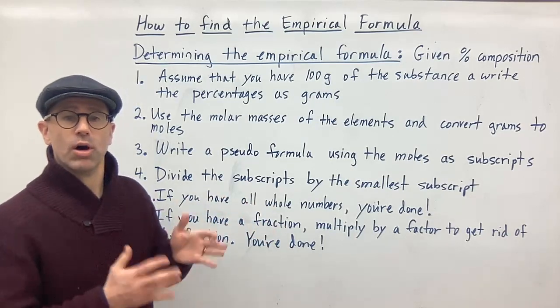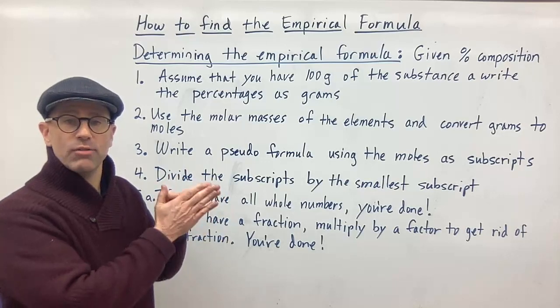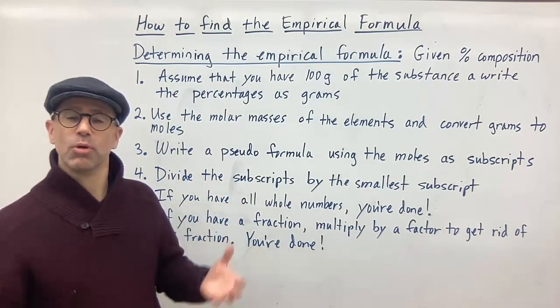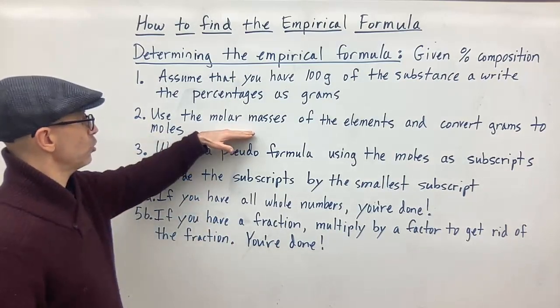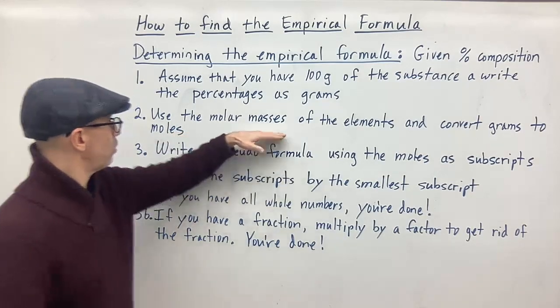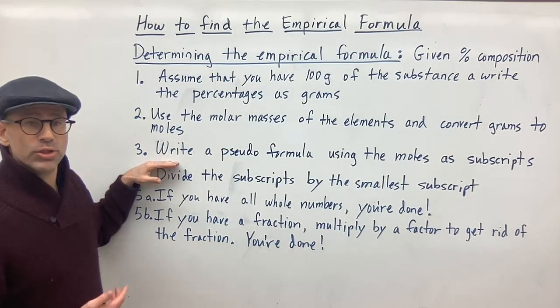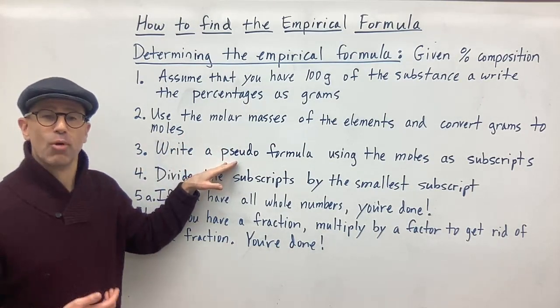That means that in water, for every 2 moles of hydrogen, you have 1 mole of oxygen. So they're mole ratios. So you need moles. So step 2, convert your grams to moles using the molar masses. And then once you've got the moles, you're going to write what is called a pseudo-formula using those moles.